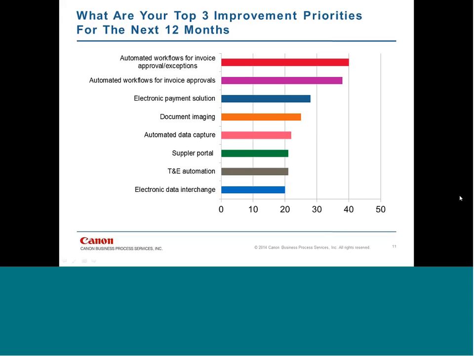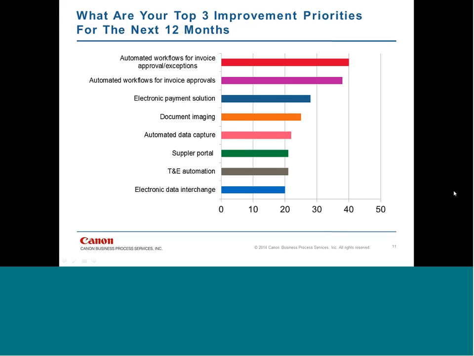And interestingly enough, the top 2 choices had to do with faster processing and reducing costs, and that was automated workflow for invoice approval and exceptions, basically automated workflow for both approval and exceptions. We gave them 2 choices, but they both came in very close. Electronic payment solutions is another one, which deals with the payment phase of the AP process. And thirdly, document imaging and automated data capture came in third.